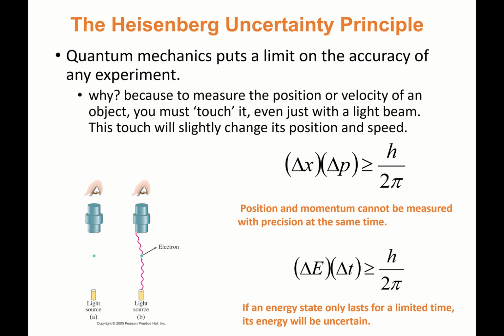So it's going to be a very short explanation video today for the Heisenberg uncertainty principle. The Heisenberg uncertainty principle just states that there's a limit on the accuracy of any experiment. And the question is, why is that the case?